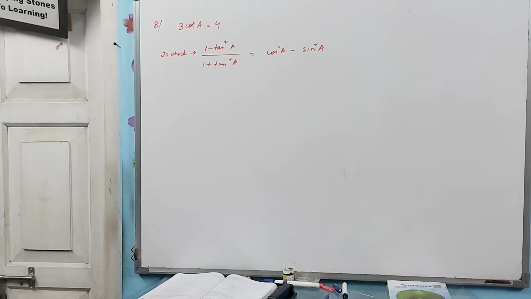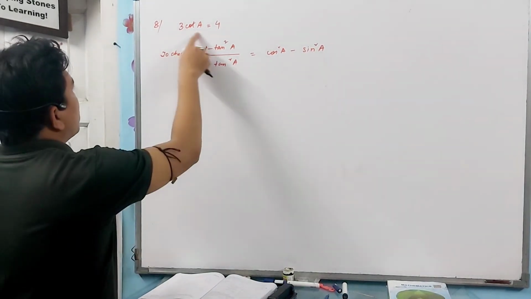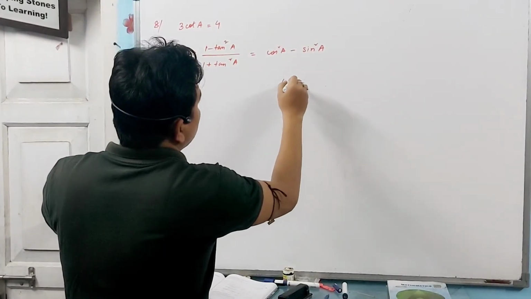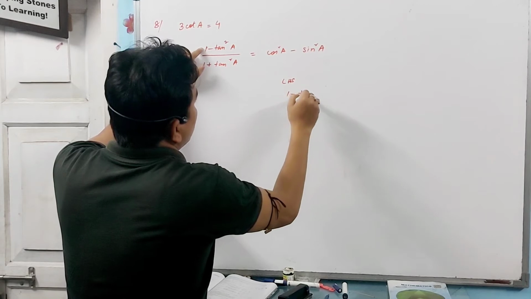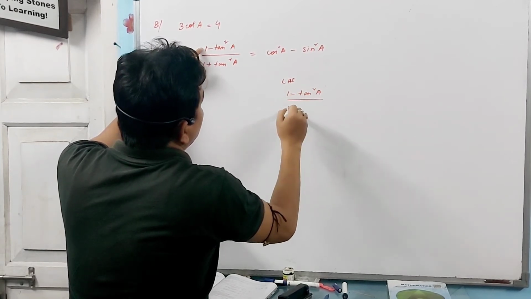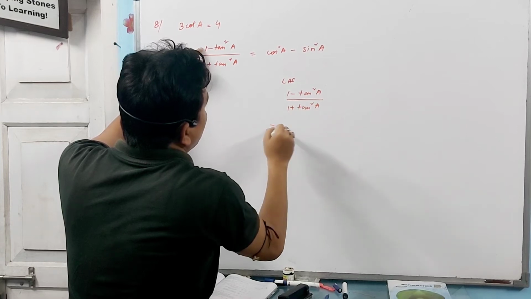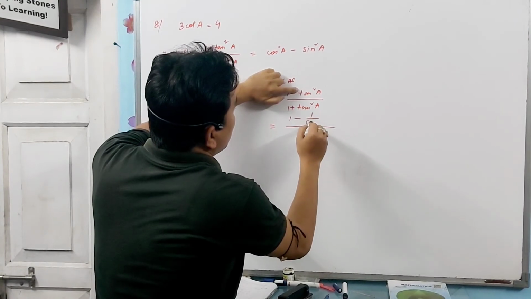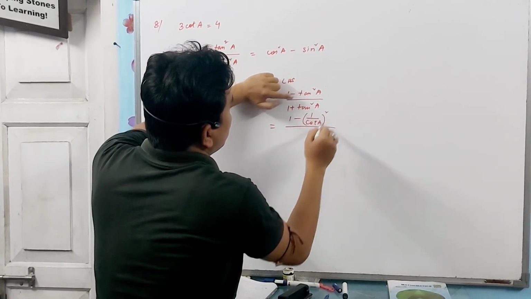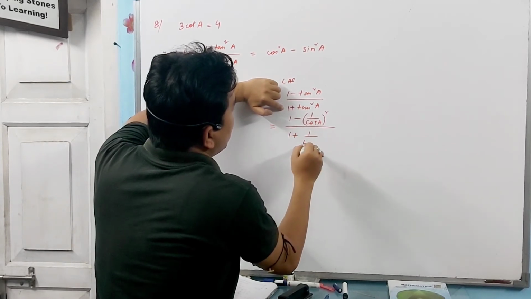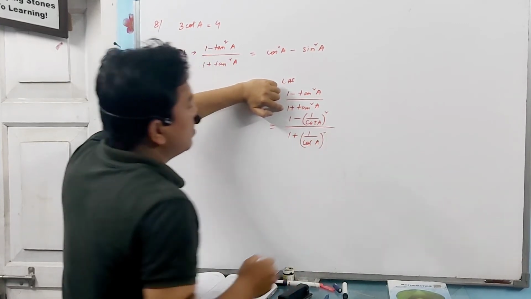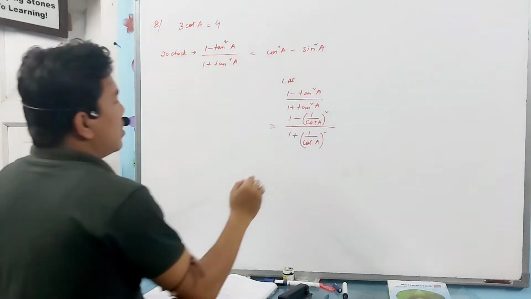Now, for this question, let us do the left hand side first. Okay, let me do the left hand side here. Left hand side is (1 minus tan square A) by (1 plus tan square A). Now tan A can be written as 1 by cot A, so tan square A is 1 by cot square A. Can we write? Yes.